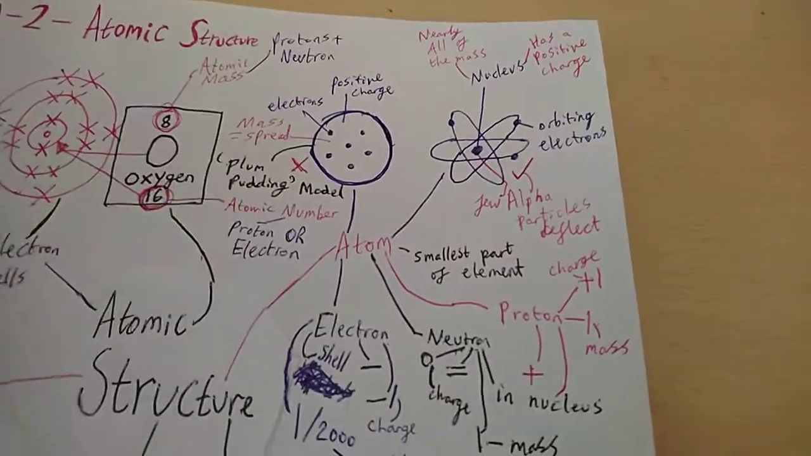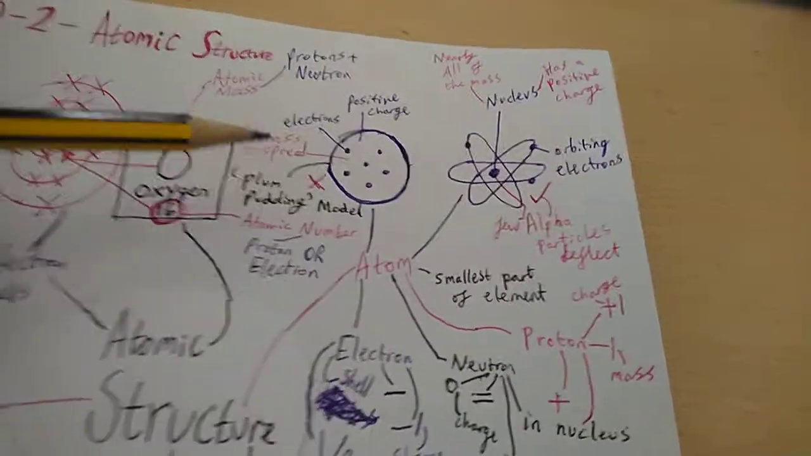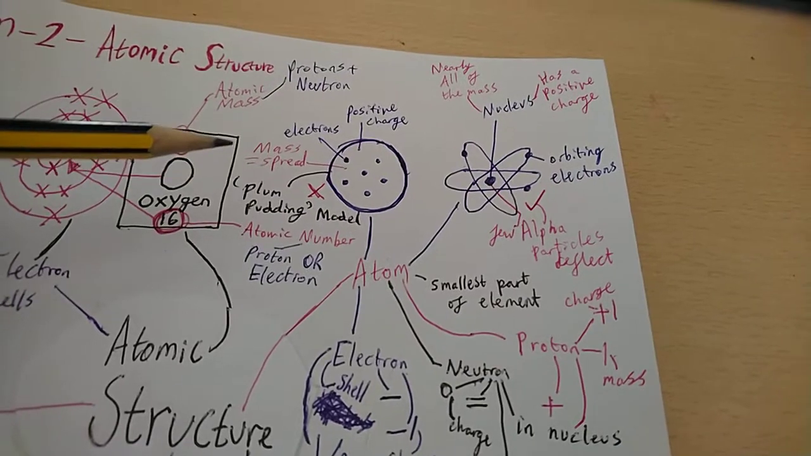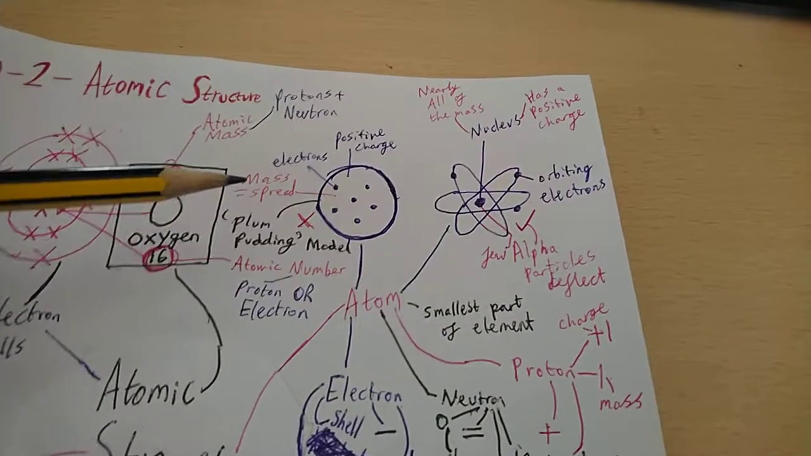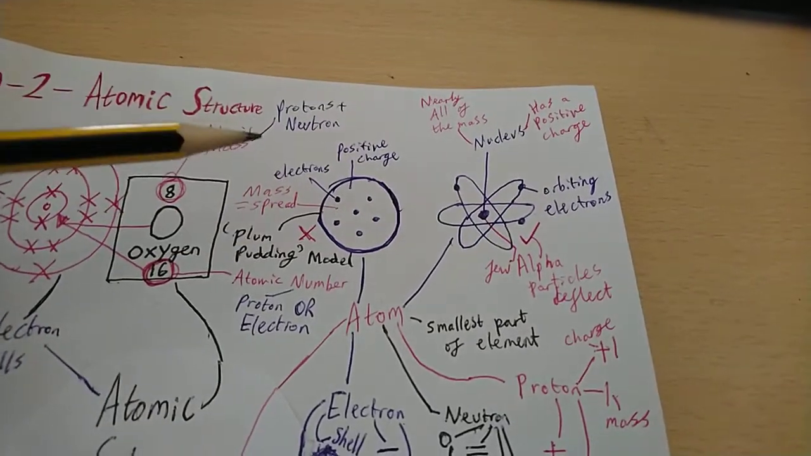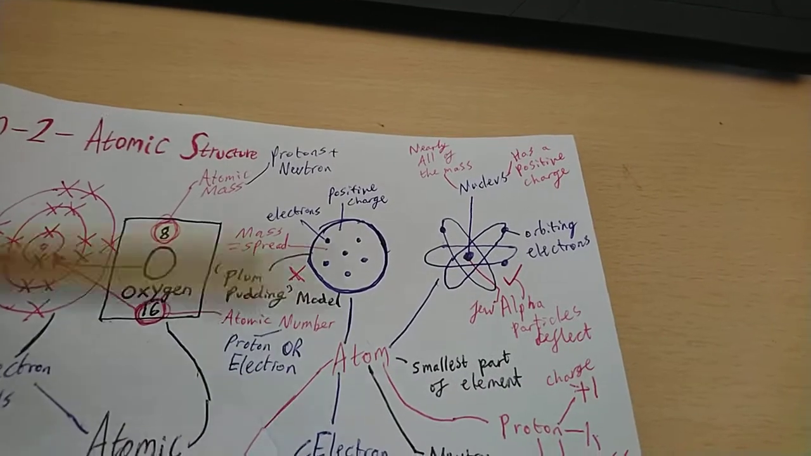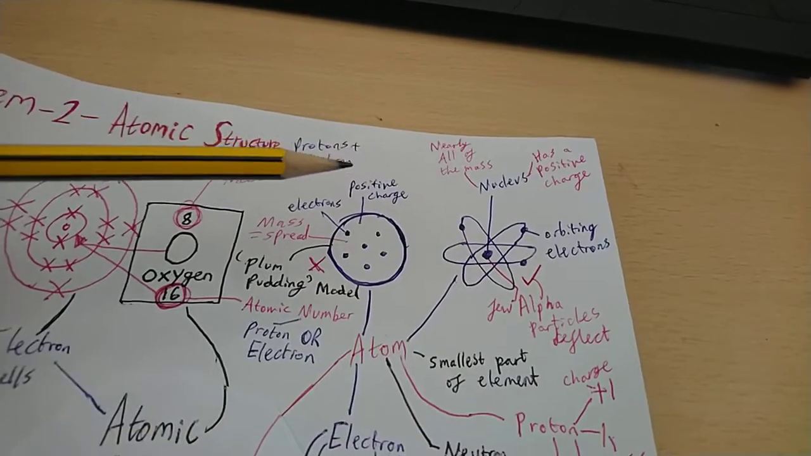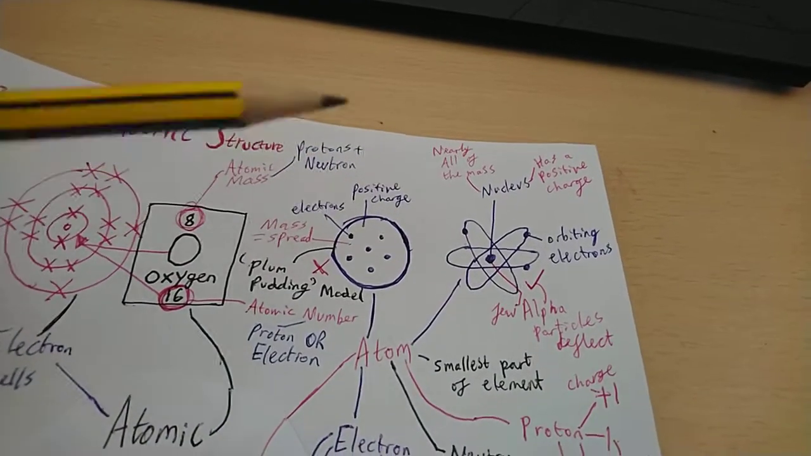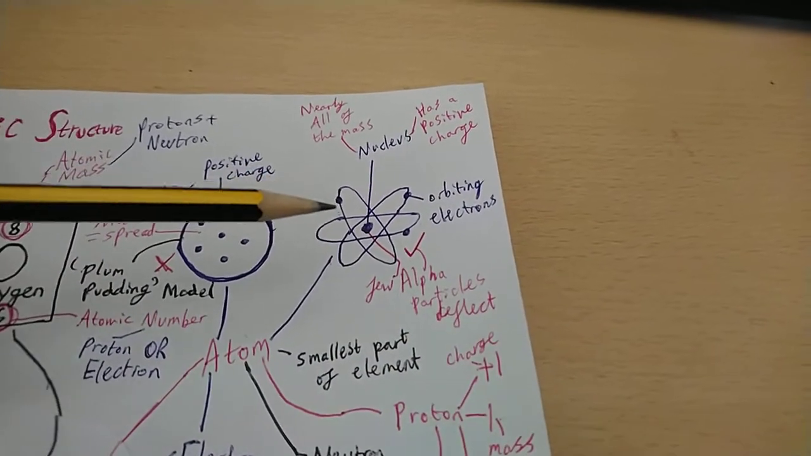Different ideas of the atom have been going around for a long time. This is the plum pudding model of an atom. It has the mass spread around and has the electrons floating around in almost like a big circle of positive charge, which we now know to not be true.